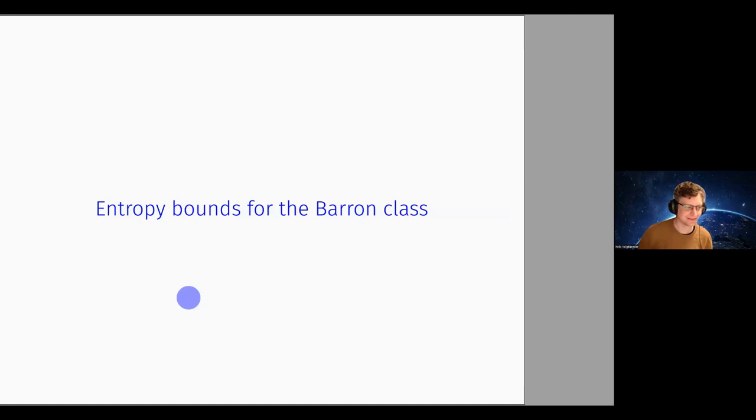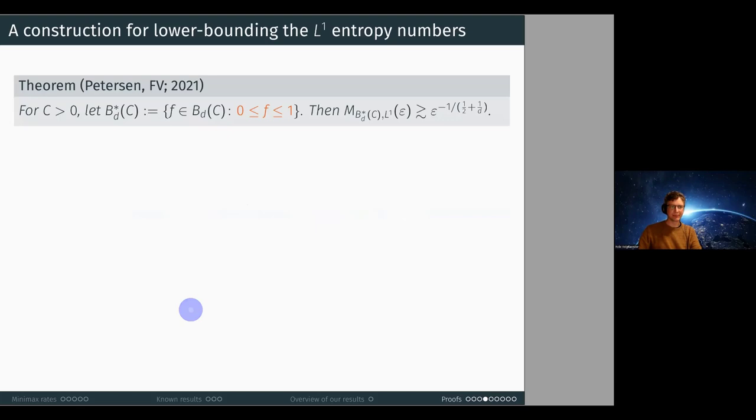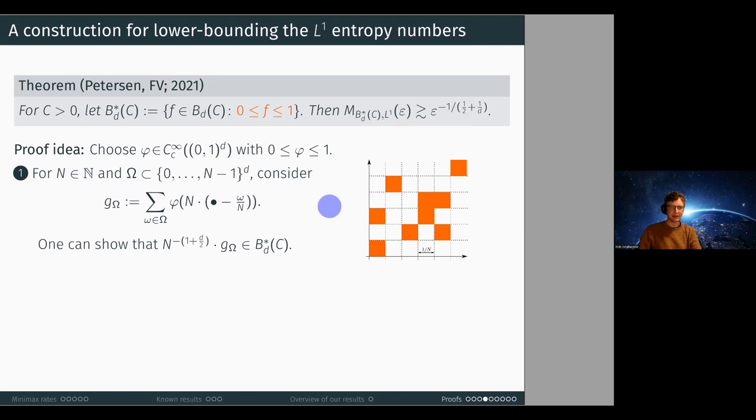So the second question is, how do you then actually compute the L1 entropy numbers of this Barron class? And the first result is a lower bound for the entropy numbers with respect to L1. So we show that the L1 entropy numbers scale like epsilon to the minus one over 1/2 plus one over D. And we do this more or less by an explicit construction. What you need to show here is, you need to construct, given small epsilon, a large number of functions in the Barron class, which each have pairwise L1 distance at least epsilon, right? So what we do is you pick your favorite bump function supported in the unit cube, and then given n, you scale it to make it supported on a cube of side lengths 1 over n.